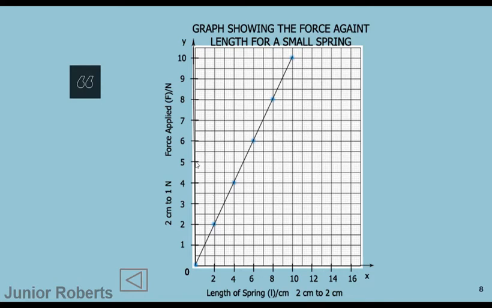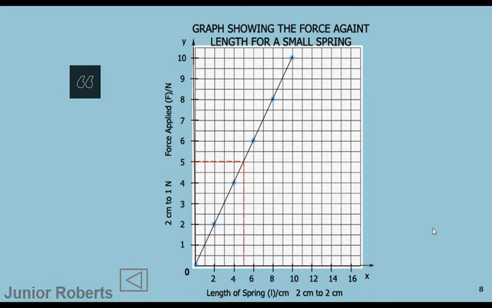I will start right here, I'll move over to the line of best fit, and then I will continue to, in this case, the x-axis. So let's look at how this is done now. I start at 5, go over to the line of best fit, and then continue down to the x-axis. From this, I'm seeing that when a force of 5 Newton is applied, the length of the spring will be 5 centimeters.